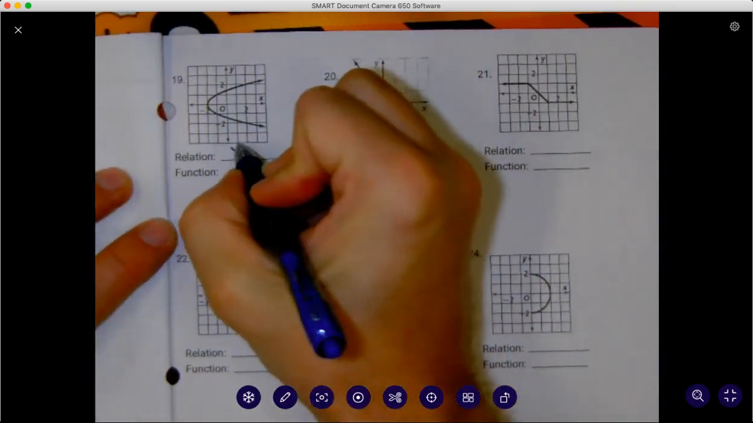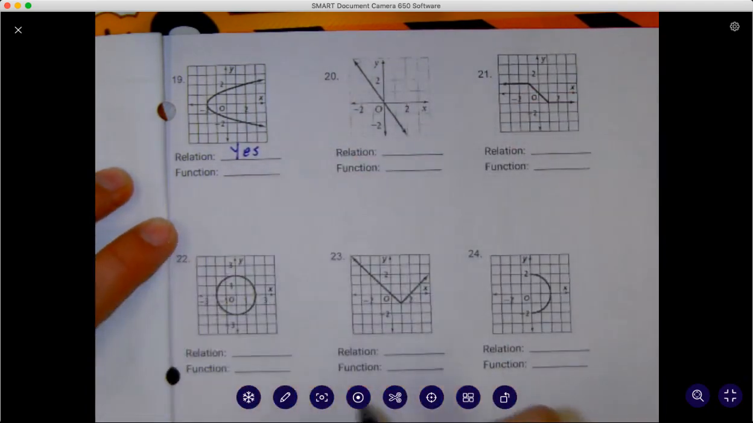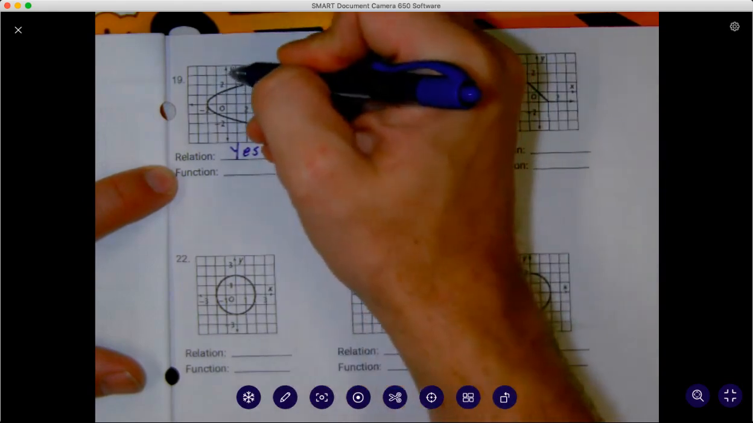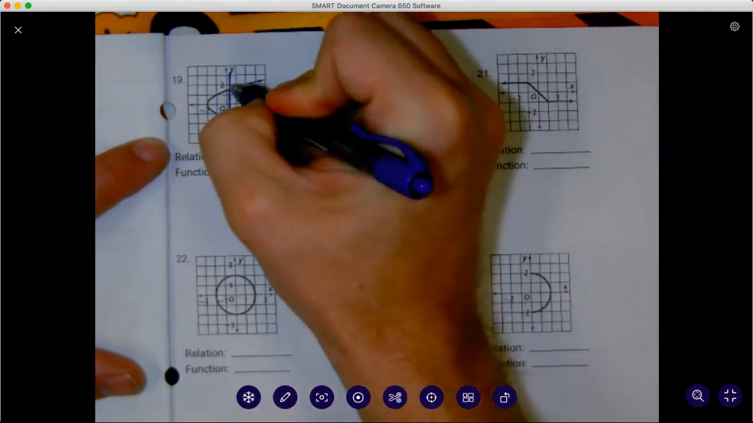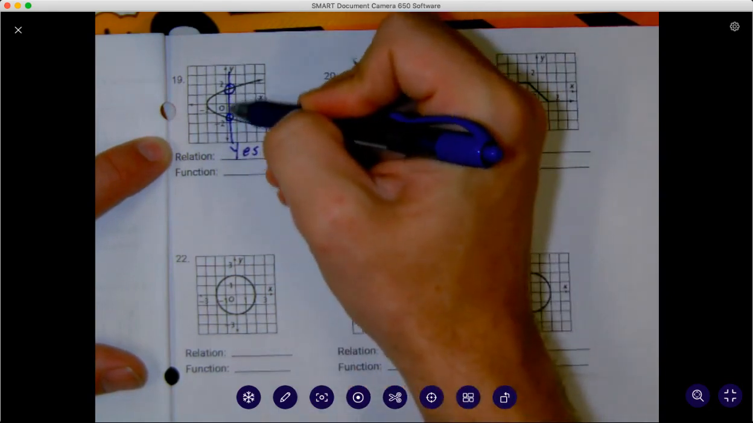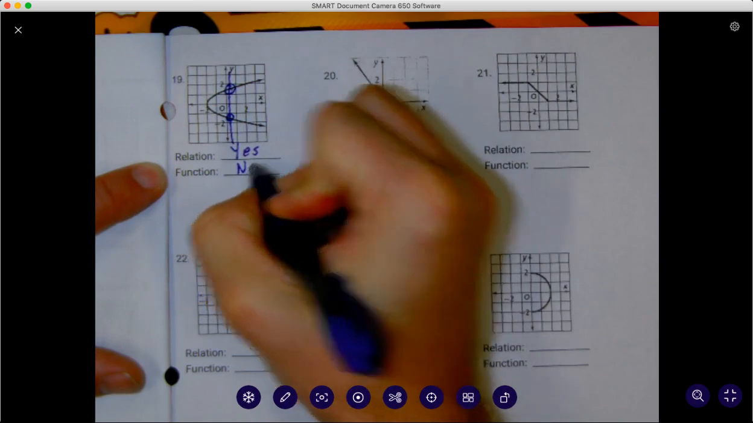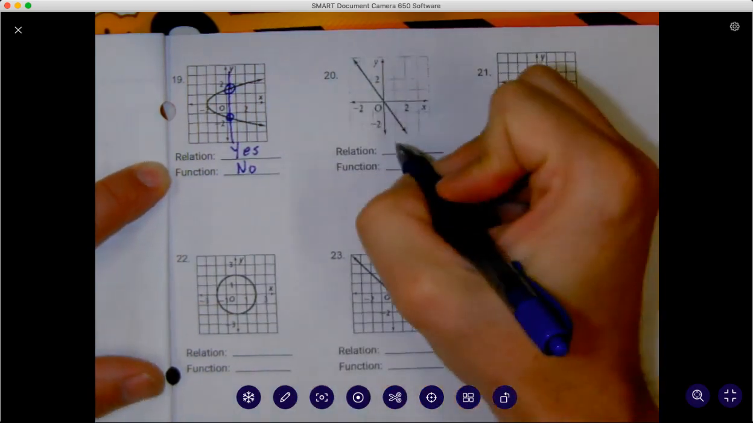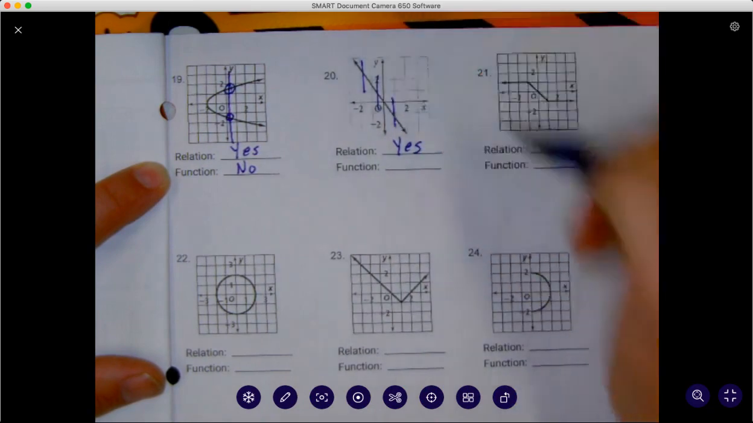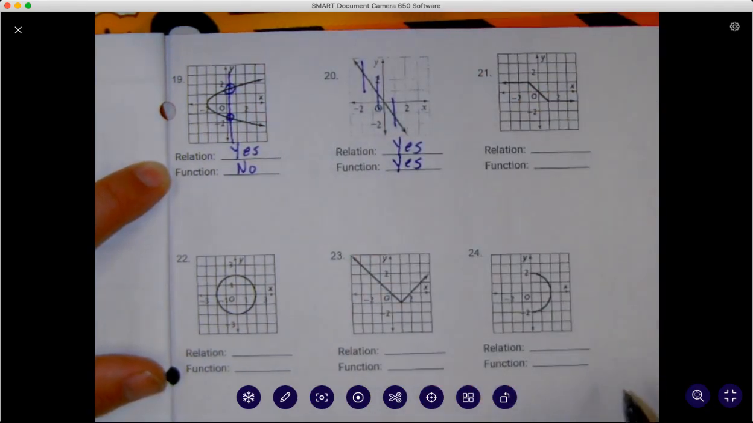So is it a relationship? Yes. We can go ahead and fill out yes for the whole page because everything's a relationship. We're just really checking to see if it's a function. So if we draw a vertical line, it's going to fail here and here. It's going to go through the graph 2 times, here and here. So is that a functioning relationship? No, that's not. The next one is a relationship and passes the vertical line test. So yes, it's a functioning relationship.